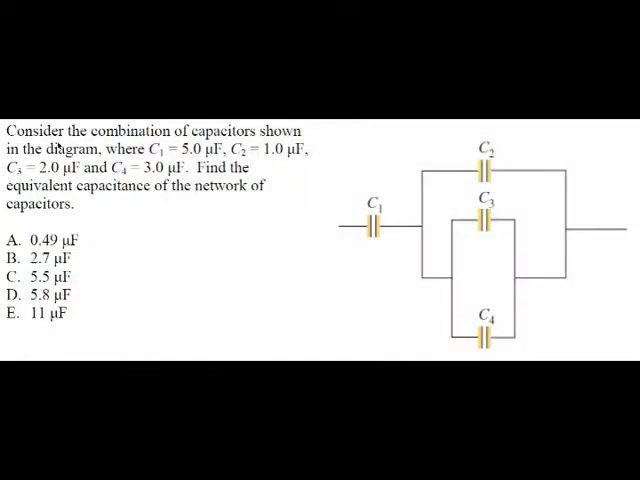So first, let's carefully read through the question. Consider the combination of capacitors shown in the diagram, where C1 is 5 microfarads, C2 is 1 microfarad, C3 is 2 microfarads, and C4 is 3 microfarads. Find the equivalent capacitance of the network of capacitors, all listed in microfarads here. And here's a nice diagram just showing a portion of a circuit, in which a wire comes from the left, encounters C1, then splits to go to C2, and then splits again to go to C3 and C4, and then recombines on the right.